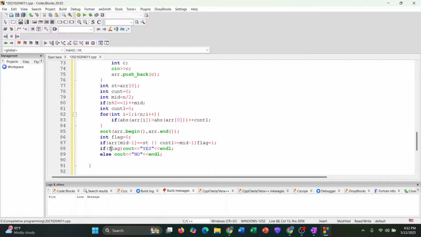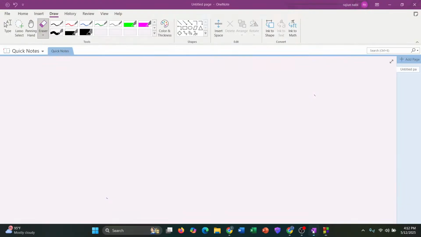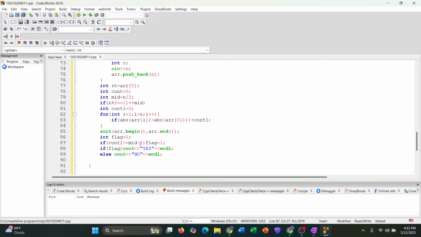If the flag is 1, the answer will be yes, otherwise the answer is no. Also, I sort the initial array, but this condition is not needed. Only this condition is enough: the number of elements whose absolute value is greater than the absolute value of the first element, if it is greater than or equal to mid minus 1, the answer will be yes. Otherwise, the answer will be no. So this is the code.